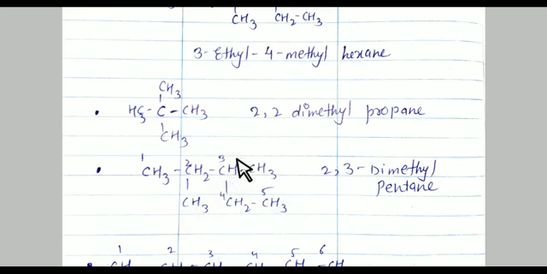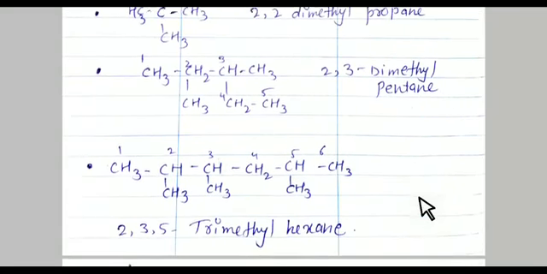The 2nd and 3rd carbons contain branches. See here, the 2nd carbon contains a branch and the 3rd carbon contains a branch. So 2,3. Both branches are methyl groups, that's why dimethyl: two methyl groups, one on the 2nd carbon and another on the 3rd. So 2,3-dimethyl, and 5 carbons in the chain, so it is pentane. 2,3-dimethylpentane.